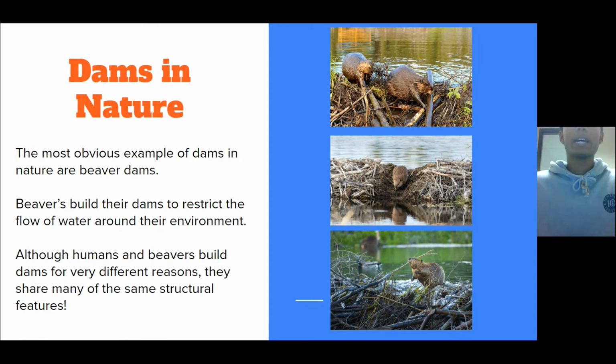The most obvious example of dams in nature are, of course, beaver dams. Beavers build their dams to restrict the flow of water around their environment, allowing for a safer habitat for the beaver as well as for other animals in the ecosystem. Although humans and beavers build their dams for very different reasons, they share many of the same structural features.